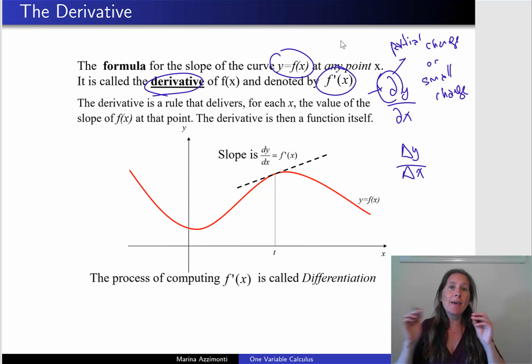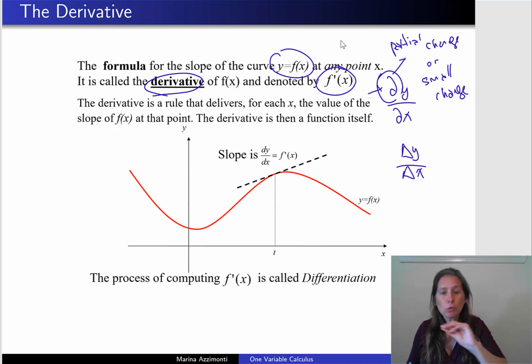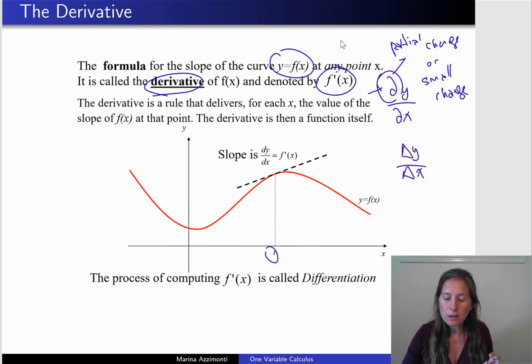point. And again, the derivative of a function is a function itself, and it's going to change depending on where you compute it. If you compute it for this red function at point t, the slope is going to be something that looks like this. If we do it at a different point, it's going to take on a different value. Now, the process of computing the derivative of a function is called differentiation.